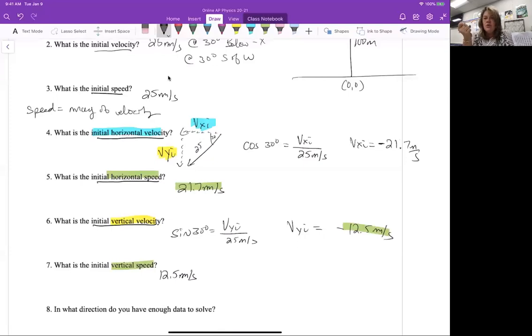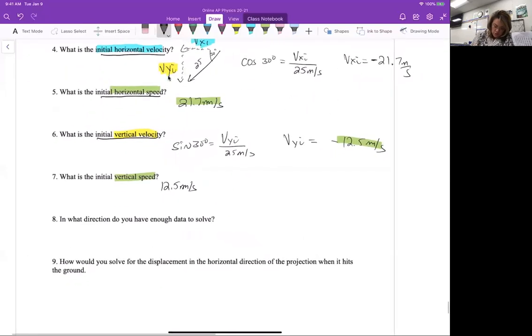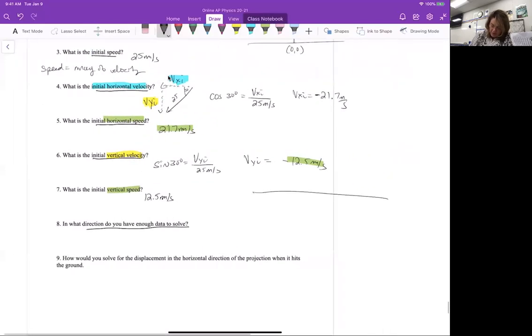If it didn't tell you horizontal, or if they didn't tell you vertical, you better make sure you're thinking of the resultant, or the one that contains both the x and the y, assuming that it's a projectile. If they say horizontal, then I know I'm in the x. If they say vertical, then I know I want the velocity in the y direction. In which direction do you have enough data to solve? I don't know. Let's line them all up again. I have x, I have y.